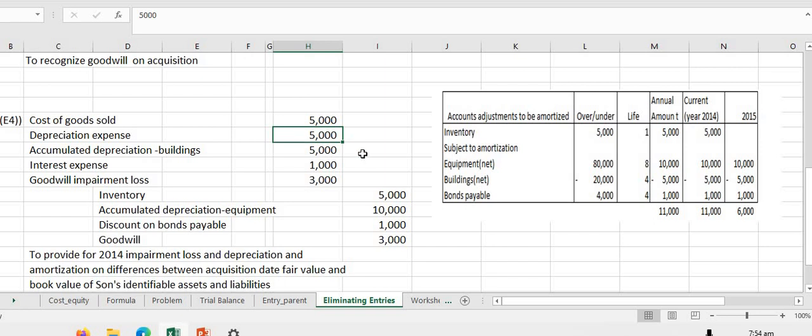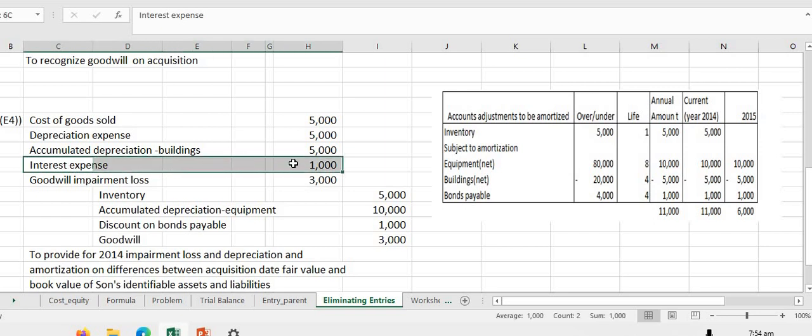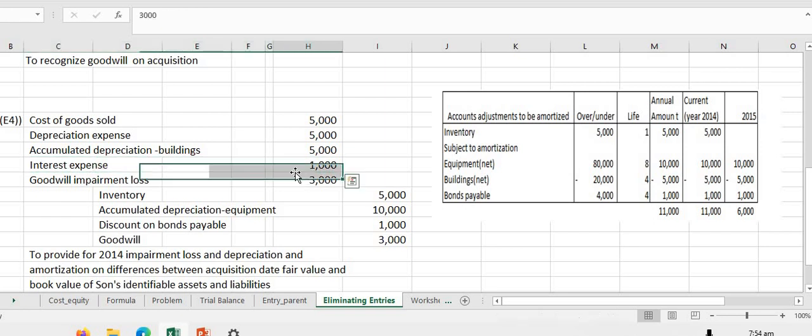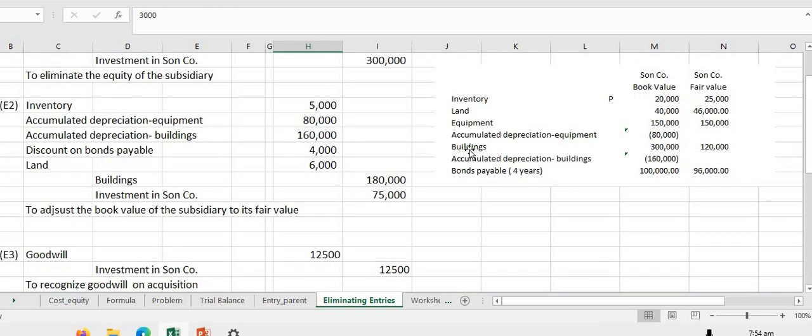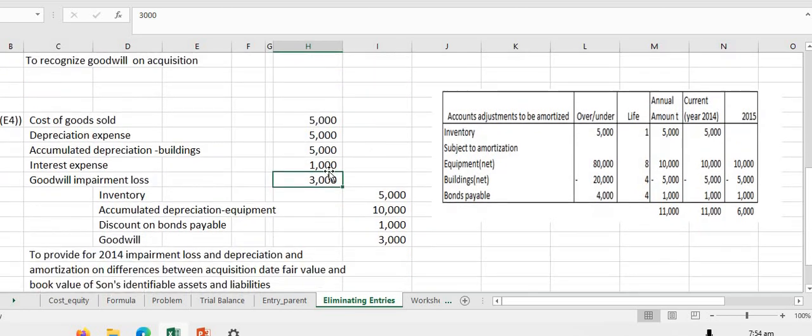Okay? And then to record the interest, since it's a discount, we amortize it. So that is 1,000 of amortization. Then we'll recognize goodwill impairment loss of 3,000. Take note, only the land is not amortized because it's a non-depreciable asset.